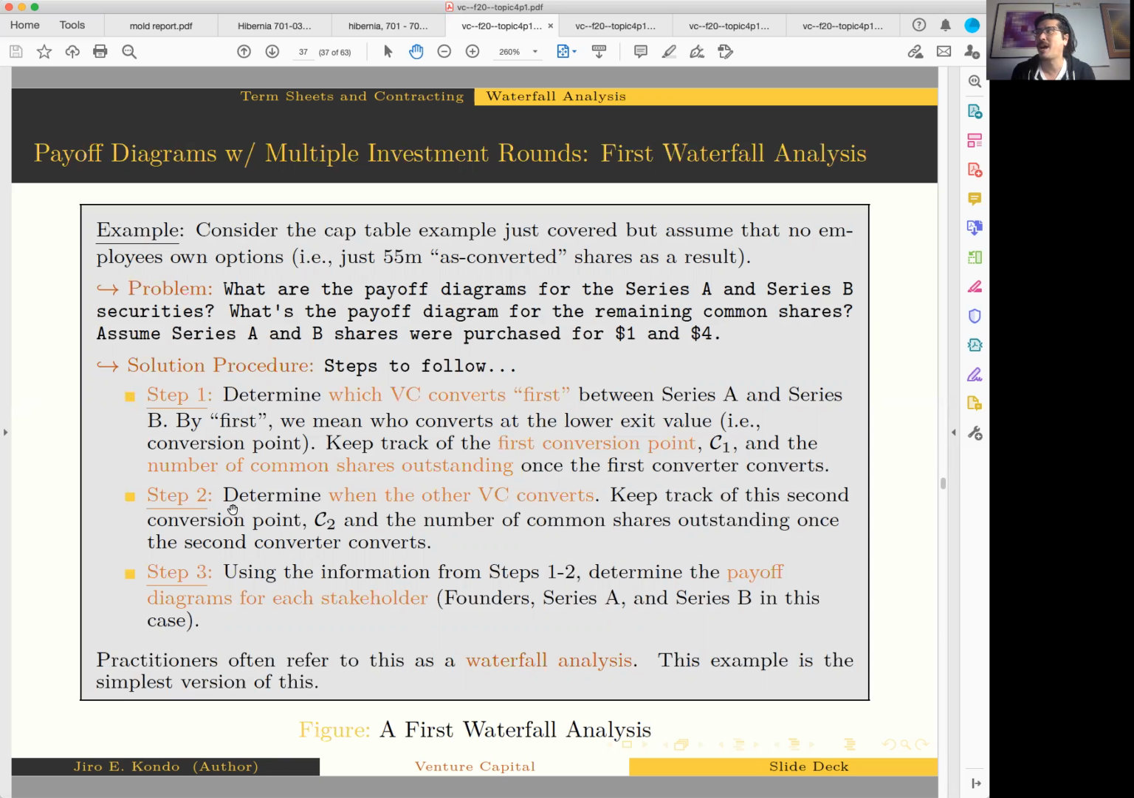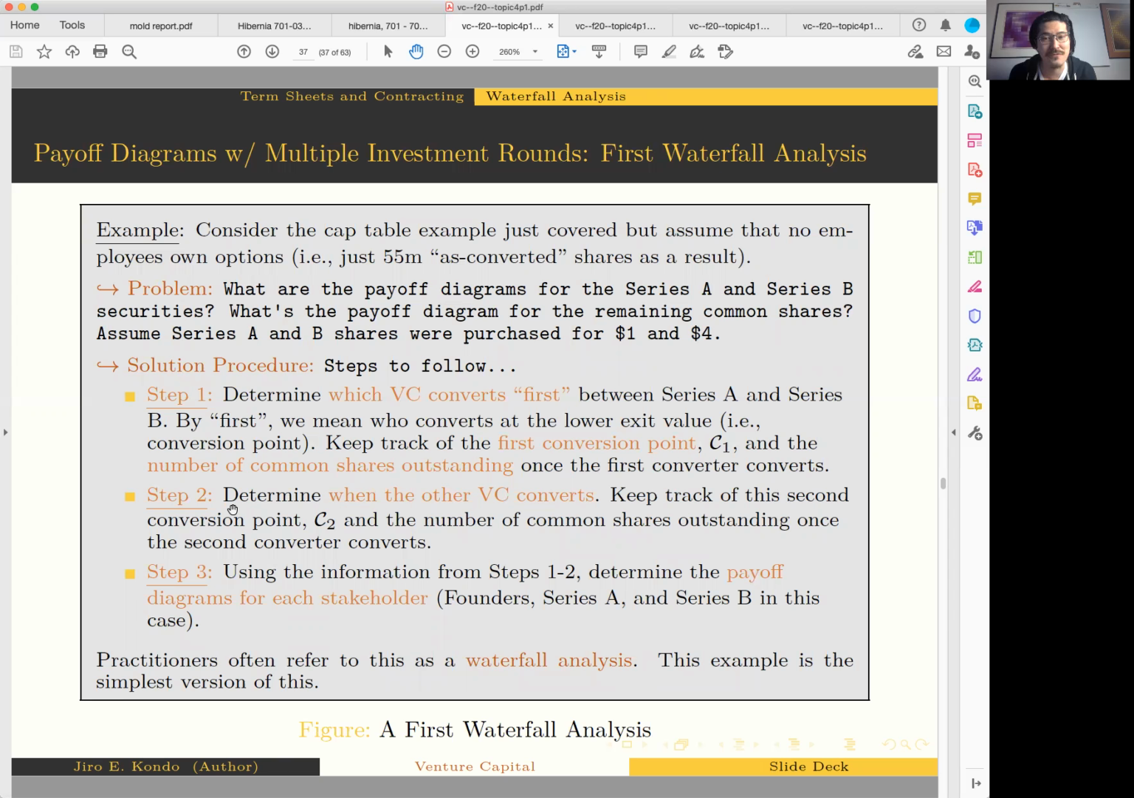Problem. What are the payoff diagrams for Series A and Series B? What's the payoff diagram for the remaining common shares? Do we agree that those are the three stakeholders in the company? No other stakeholders is what we're assuming. And we'll assume that Series A and B were purchased at $1 per share and $4 per share, respectively. How many shares in Series A? There were 10 million, correct? So if they were bought for $1 each, that means there was a $10 million investment. Do we agree with that?